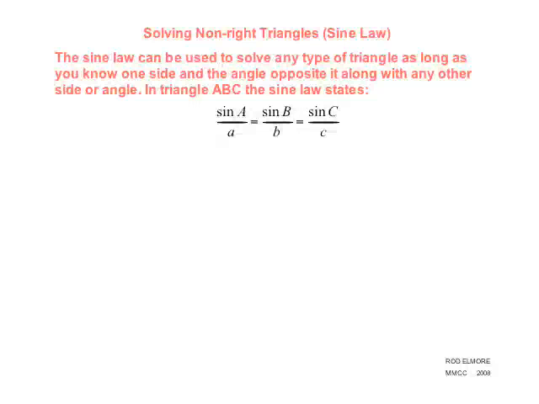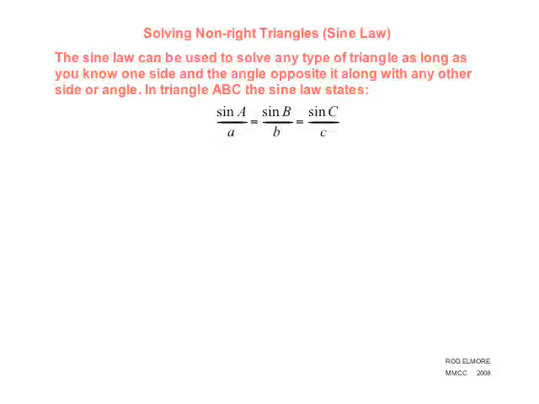Solving non-right triangles, sine law. The sine law can be used to solve any type of triangle as long as you know one side and the angle opposite it, along with any other side or angle. In triangle ABC, the sine law states that sine A over a equals sine B over b is equal to sine C over c.